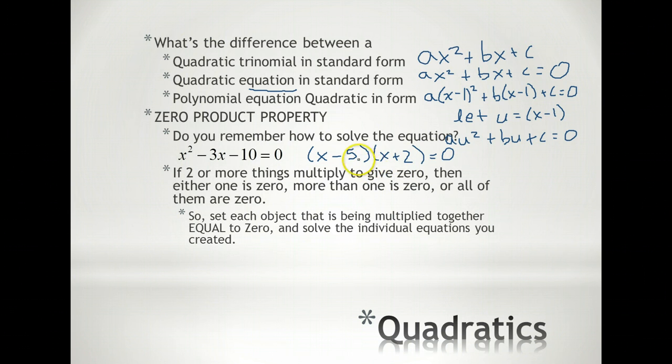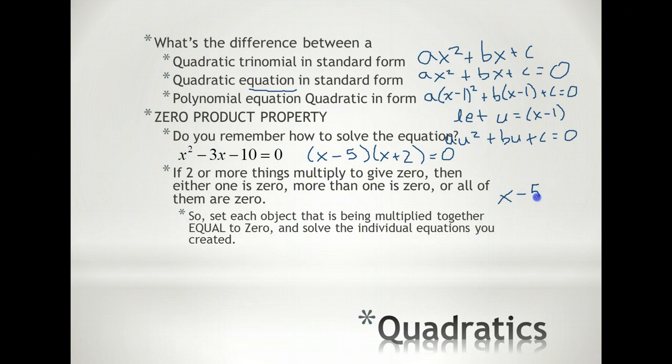So now that I have two things that multiply to give me 0, I have a binomial times a binomial equal to 0. I can use the zero product property. And so what that says is if I have two things that multiply and equal 0, one or both of them must be 0, right? If I have 5 times what equals 0? It has to be 5 times 0 equals 0. So in the same way, we solve this problem.